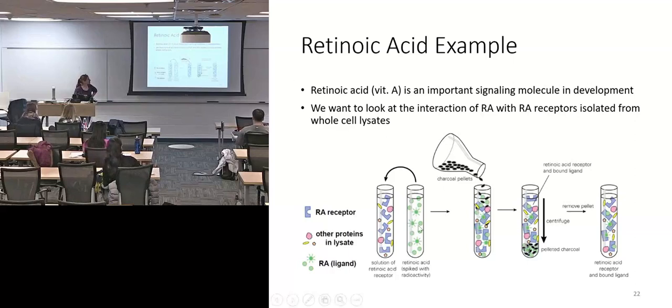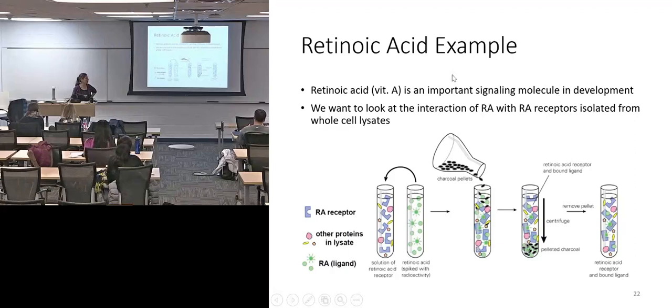So what we have here is a solution of my actual retinoic acid receptor that I'm interested in, but I don't know how much receptor protein I'm starting with. There's a bunch of other proteins and other things in there. I then also have radioactively labeled retinoic acid, so I have my tritium-tagged vitamin A in this case. I mix these two things together just like before, and I wait for binding to happen.